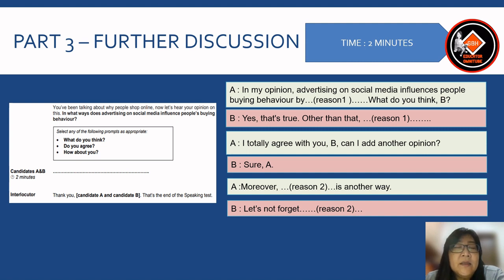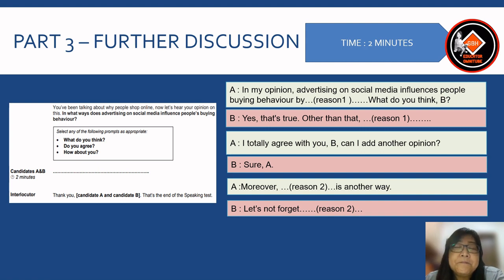Okay, here, there is no card in front of you, or the card will be taken back because we have finished phase 2 just now, which is discussion based on a mind map. So here you need to listen carefully because the interlocutor will read out the question or the instruction. For example, here you have been talking about why people shop online. Now let's hear your opinion on this. In what ways does advertising on social media influence people's buying behavior? So here you have to listen carefully and then you have to answer.